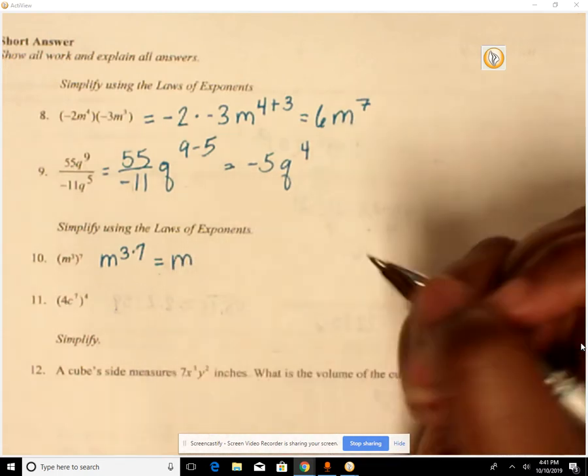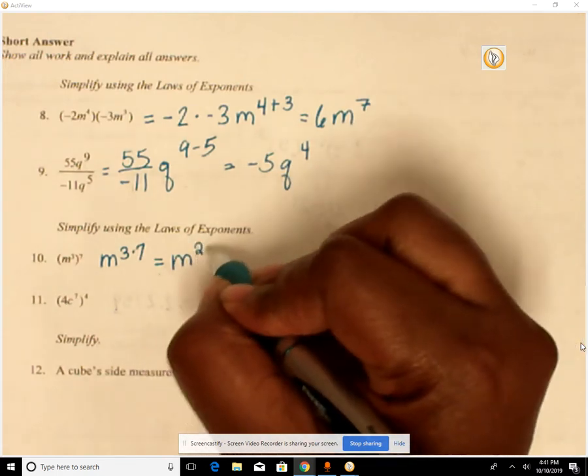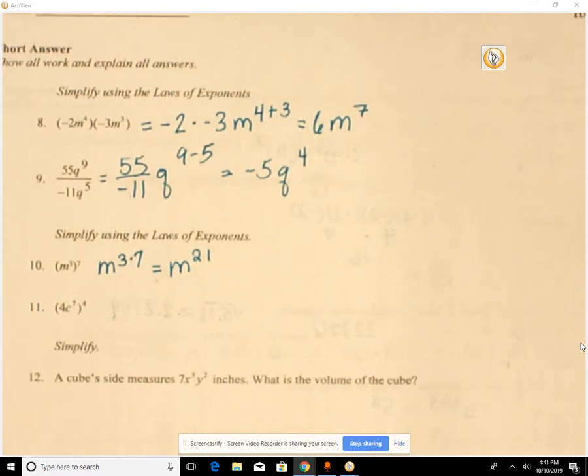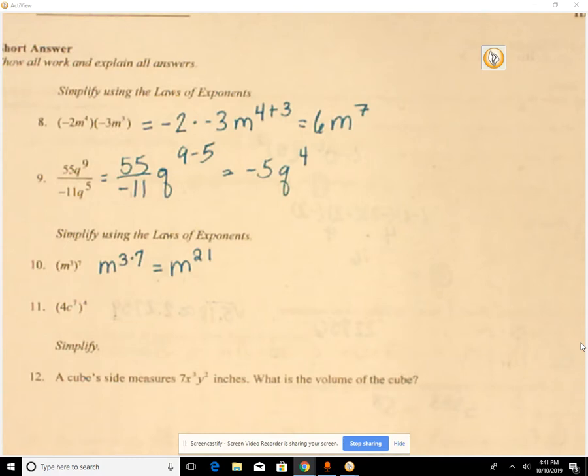So 3 times 7 is 21. M to the 21st power. 21 M's. That's a lot.